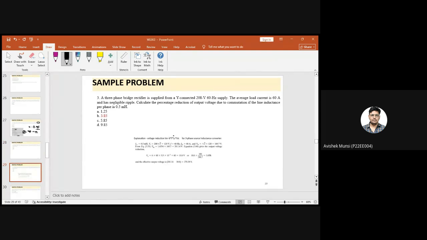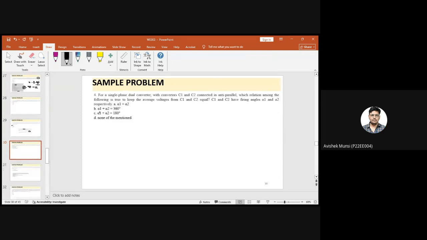So the voltage reduction, if you see, it will be 6 f Ls IDC. You have to calculate the IDC. It will be 27. So it will be reduced by 3.85 percent. Okay. So next question, for a single phase dual converter, we have a converter with C1 and C2 connected in parallel. Which relation among the following is true? Try to answer it.